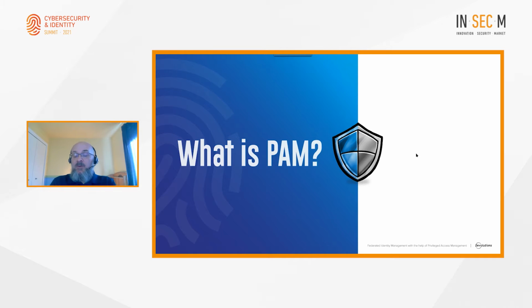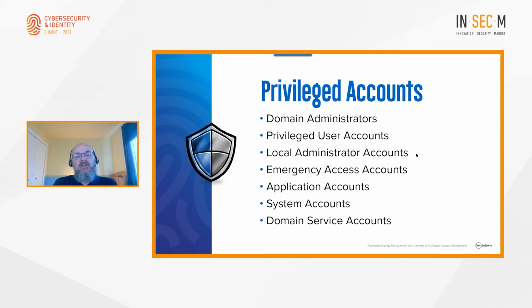What is PAM? So, 10,000 feet view, is privileged access management. So it's how we handle the sensitive operations, the sensitive endpoints, and let's say access to your backups, access to your encryption keys, access to your authentication certificates. So these are all really sensitive information that we need to control. Obviously, at the root of privileged access management are privileged accounts.